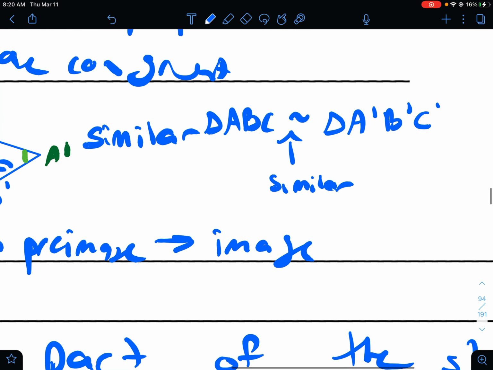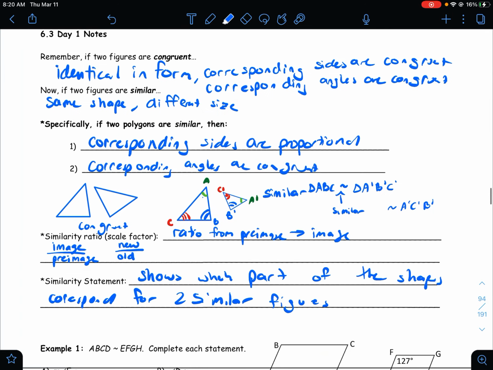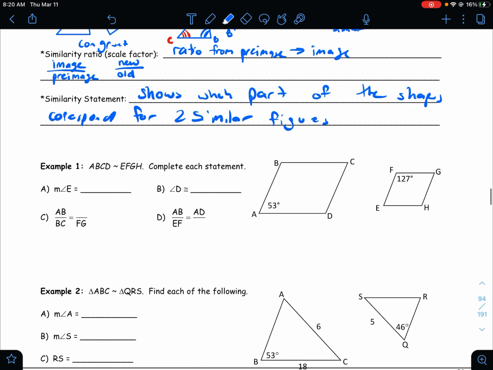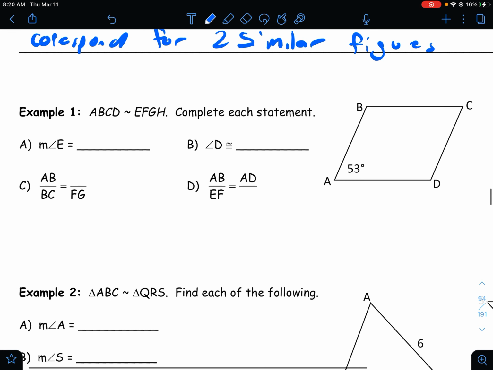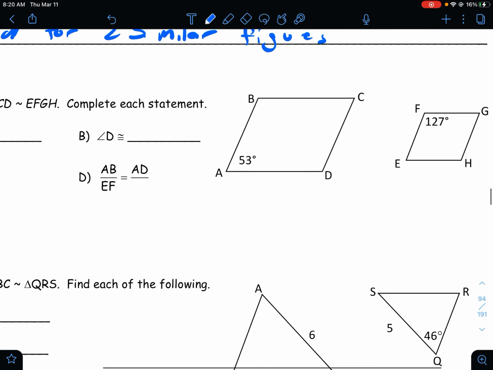You can't write triangle ABC is congruent to triangle A prime, C prime, B prime, because these guys don't go together. If they're both in the middle, they need to be associated with the same angle. So let's go ahead and try this out. They tell us that figure ABCD is similar to figure EFGH. Complete each statement.